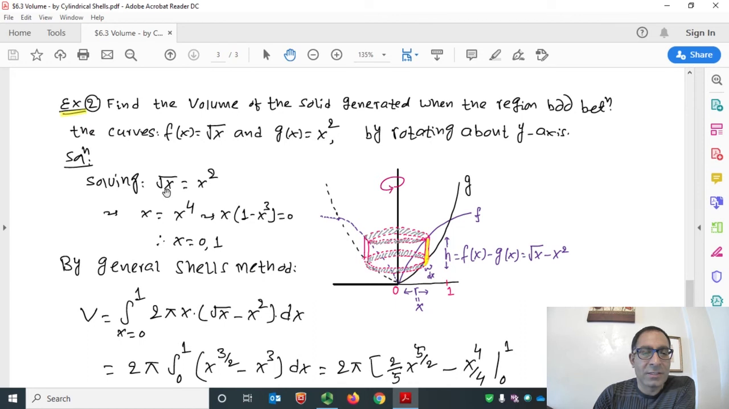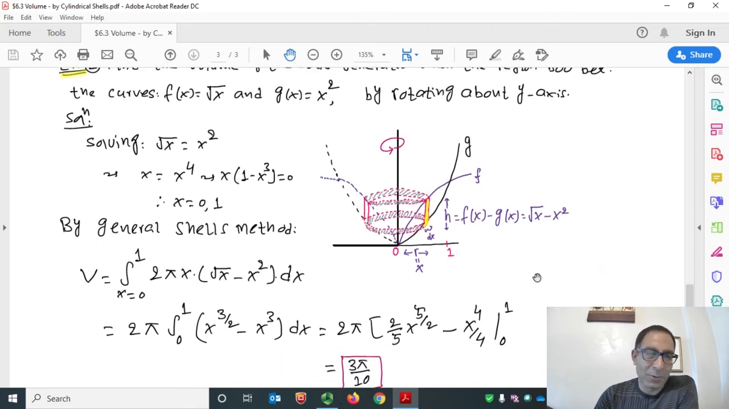Then first I need to find the point of intersection, so let's solve these two equations. So set radical x equals x squared, square both sides, bring x to the power 4 to the left and factor the x out. So then the product of two numbers equals 0 implies either one should be 0. So either x is 0 or 1 minus x cubed equals 0 implies x equals 1. But I'm only interested in the real part here, so this is the point of intersection here. So 0 and 1. And we are rotating this region around the y-axis.